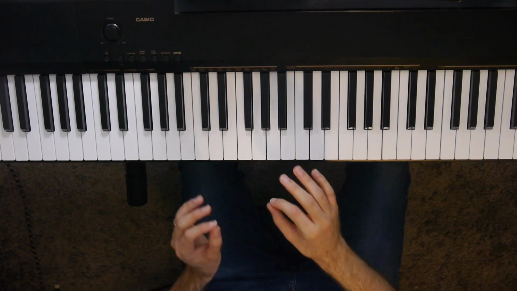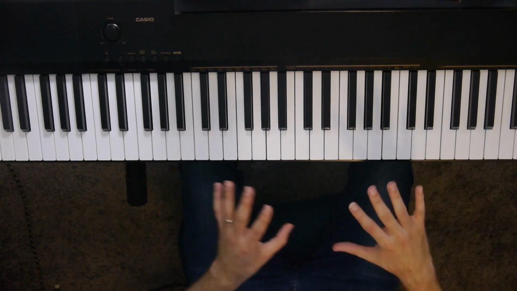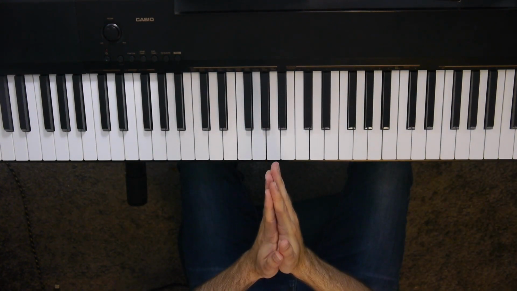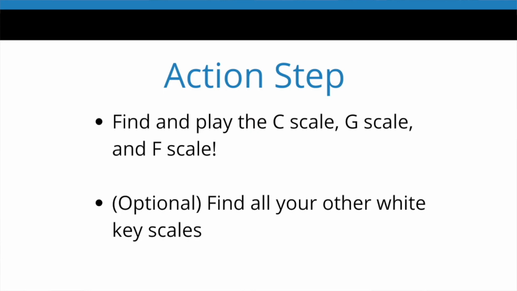Now you know how to make a scale starting on any key on the entire piano. It's always going to be that golden scale formula. Your action step for this module is to use that golden scale formula to figure out your C scale, your G scale, and your F scale. And an optional add-on to that assignment is to try and find every white key scale.